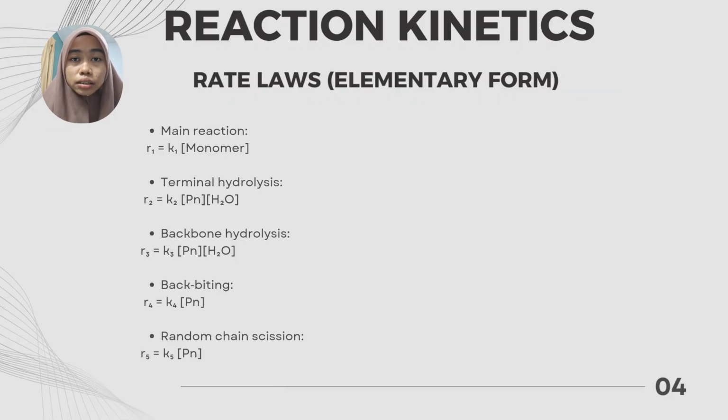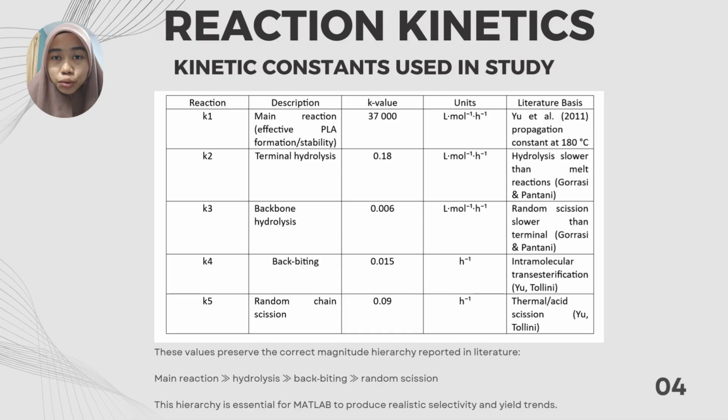All reactions are treated as elementary. The main reaction depends on monomer concentration, while hydrolysis depends on both PLA and water. Backbiting and randomization depend on the PLA concentration. So we use the following constants. K1 is 37,000 for the main reaction, K2 is 0.18 for terminal hydrolysis, K3 is 0.006 for backbone hydrolysis, K4 is 0.015 for backbiting, and lastly K5 is 0.09 for randomization.